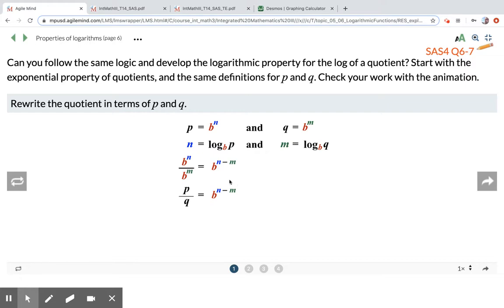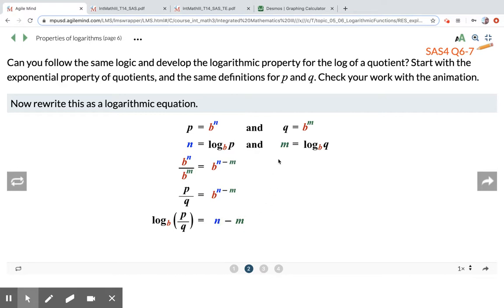Now that I only have an exponential on one side, we're still on number 6, I'm going to go ahead and rewrite this whole thing as a logarithm. So log base b of p divided by q equals my exponent, which is n minus m. I know you know what's coming next because we know what n equals. N equals log base b of p. I can substitute that right in there.